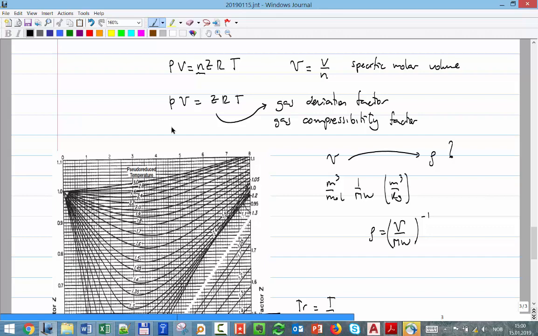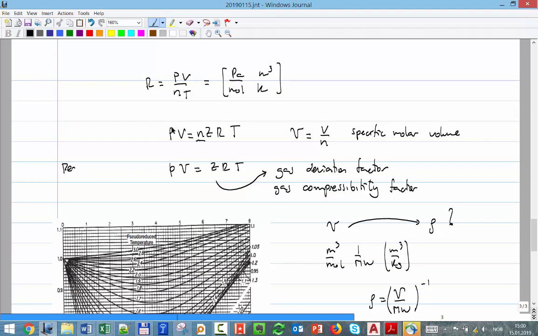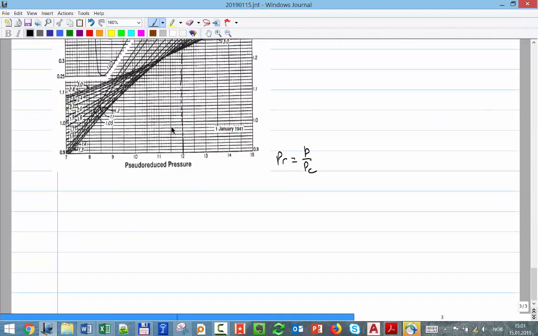So this equation is what we call the ideal gas equation, and that's the real gas equation. It was an improvement, and people used it very much together with that chart for petroleum calculations for a very, very long time. The only issue is when I have a mixture. How to estimate Pc and Tc? How do I estimate that?